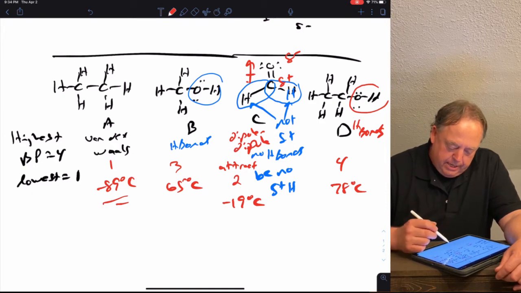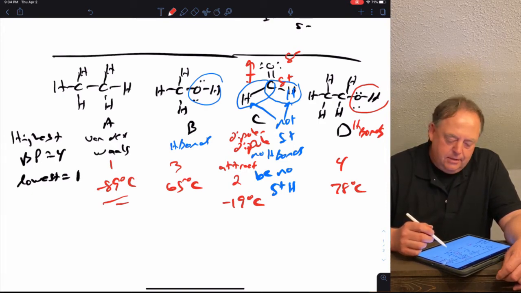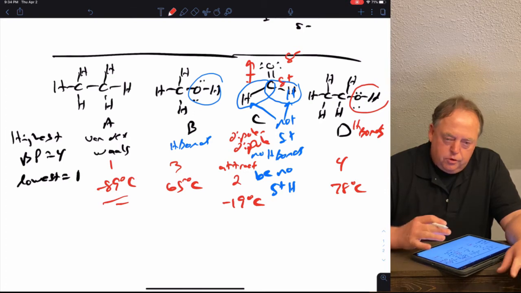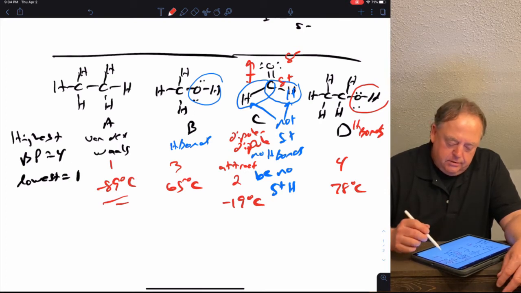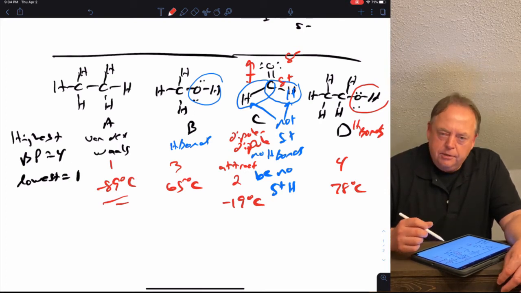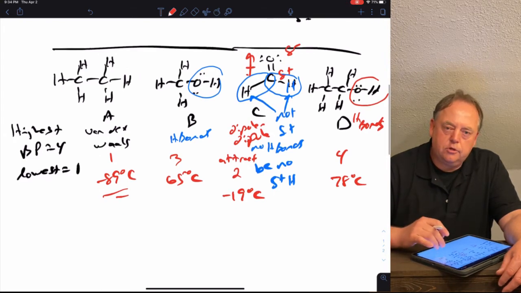All right, so A and C are both gases. Van der Waals attractions and dipole-dipole attractions are not that strong. B and D are both liquids, because hydrogen bonding is a very strong intermolecular attraction.